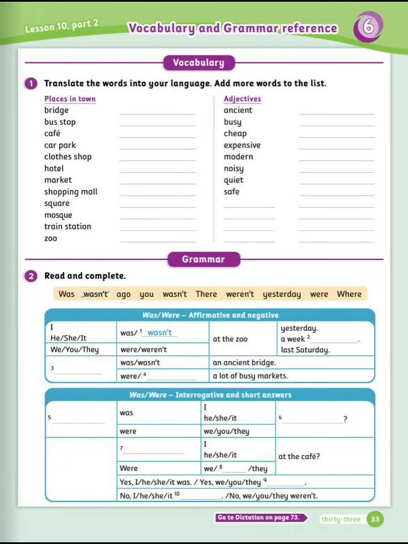Exercise number 2. Read and complete. Use the words in the box above to help you. Let's see the answers. Number 1. Wasn't. Number 2. Ago. Number 3. There. Number 4. Weren't. Number 5. Where. Number 6. Yesterday. Number 7. Was. Number 8. You. Number 9. Were. Number 10. Wasn't.